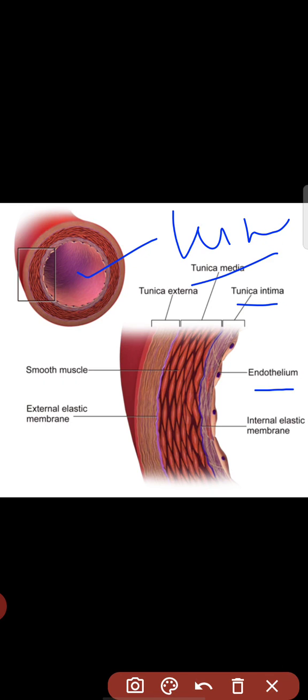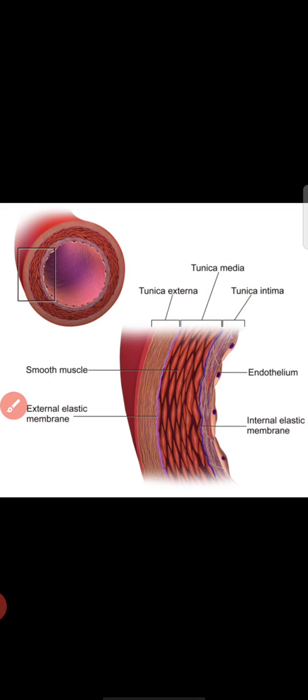Okay, if somebody asks you which layer of the blood vessel maintains the lumen size, you can understand the question. Size of lumen is maintained by which layer of the blood vessel? That is maintained by tunica media, because tunica media has the smooth muscle that facilitates the contraction and relaxation function of blood vessels.